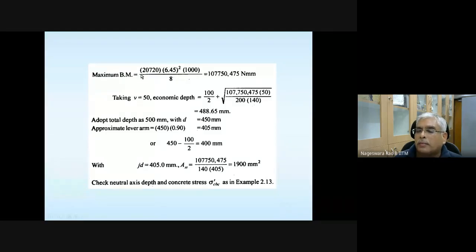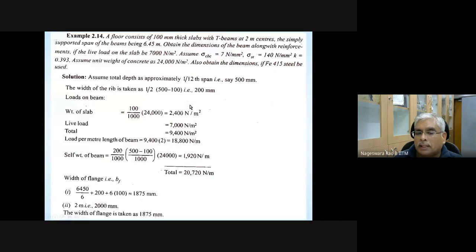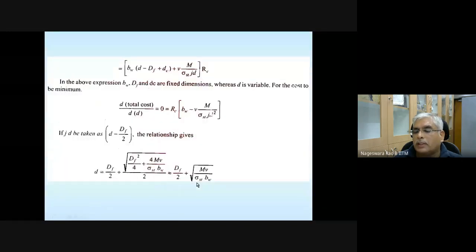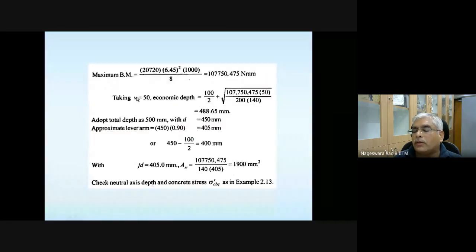Once you get the maximum bending moment, just now we noted this equation, economical depth. Economical depth D, you can make use of this equation and get the economical depth, assuming some ratio of cost of steel to concrete. Cost of steel to concrete is taken as 50 times. So steel is 50 times costlier than concrete, or you can see the current market rates and then fix this new value. And it is here illustrated, taking n equal to 50, economical depth is arrived. And then this is the value of economical depth.